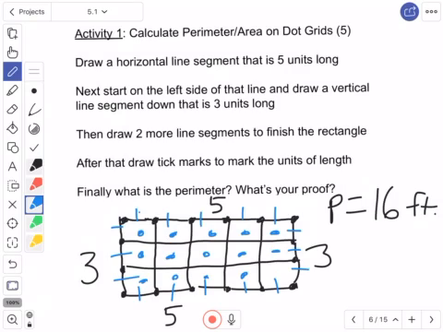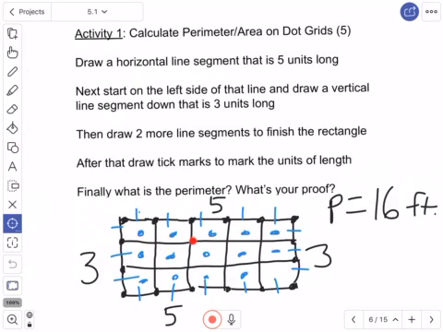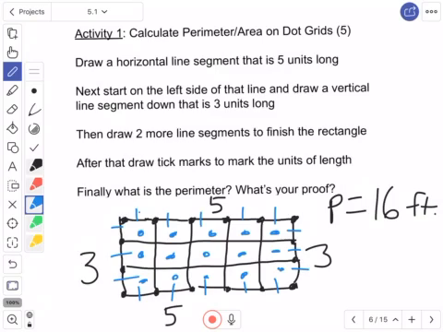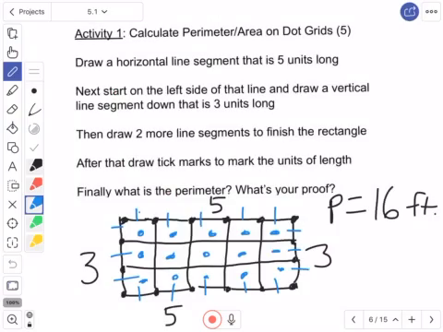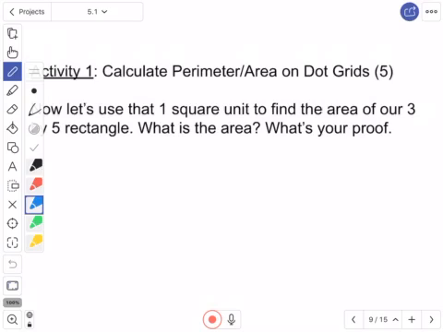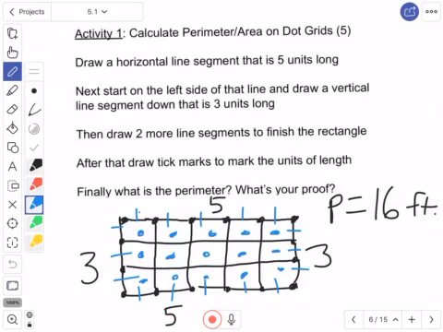Uh-oh, I got off on my counting somehow. What happened? I better go do this again. 1, 2, 3, 4, 5, 6, 7, 8, 9, 10, 11, 12, 13, 14, 15. 15 squares. 15 square units. So my area really is 15 square feet. Now, if you want to do any of that yourself, make another one and try to find the square feet like that, go right ahead.